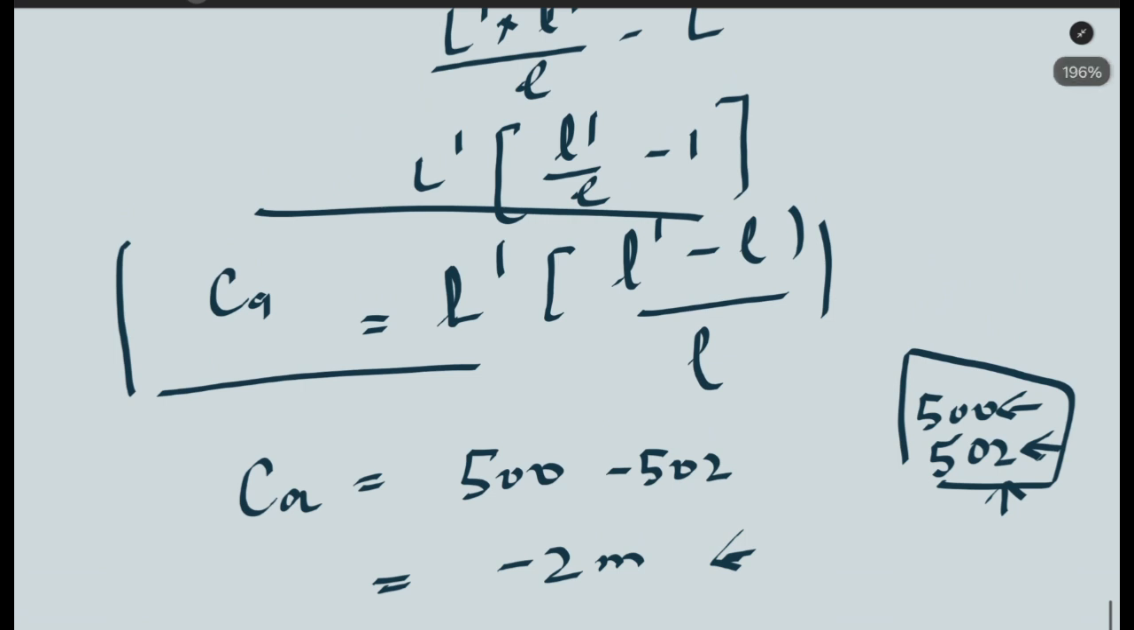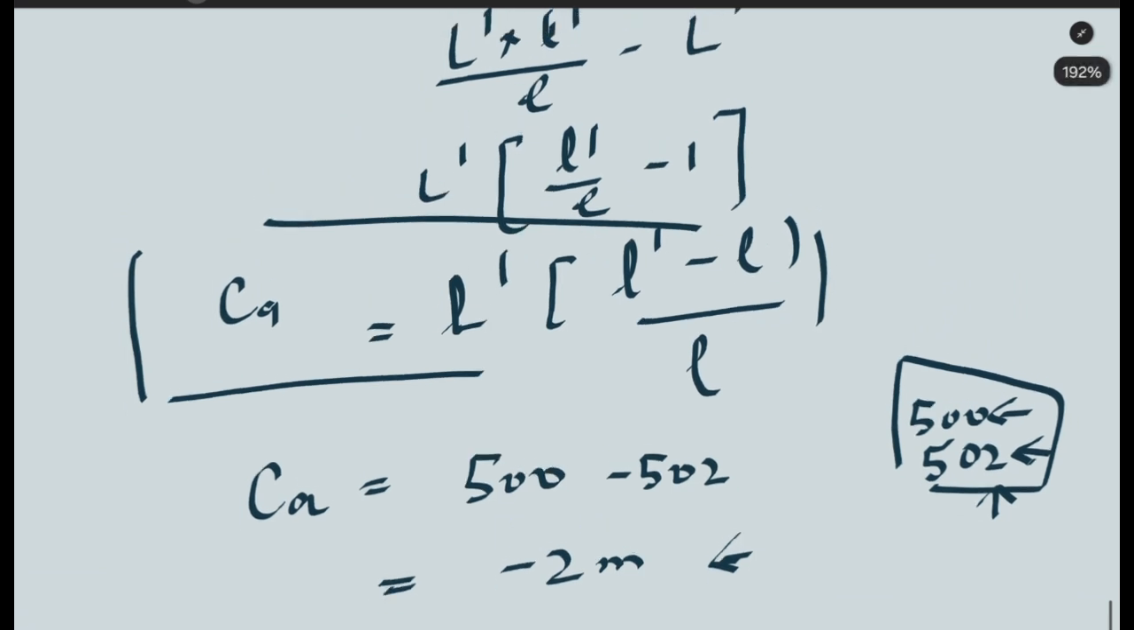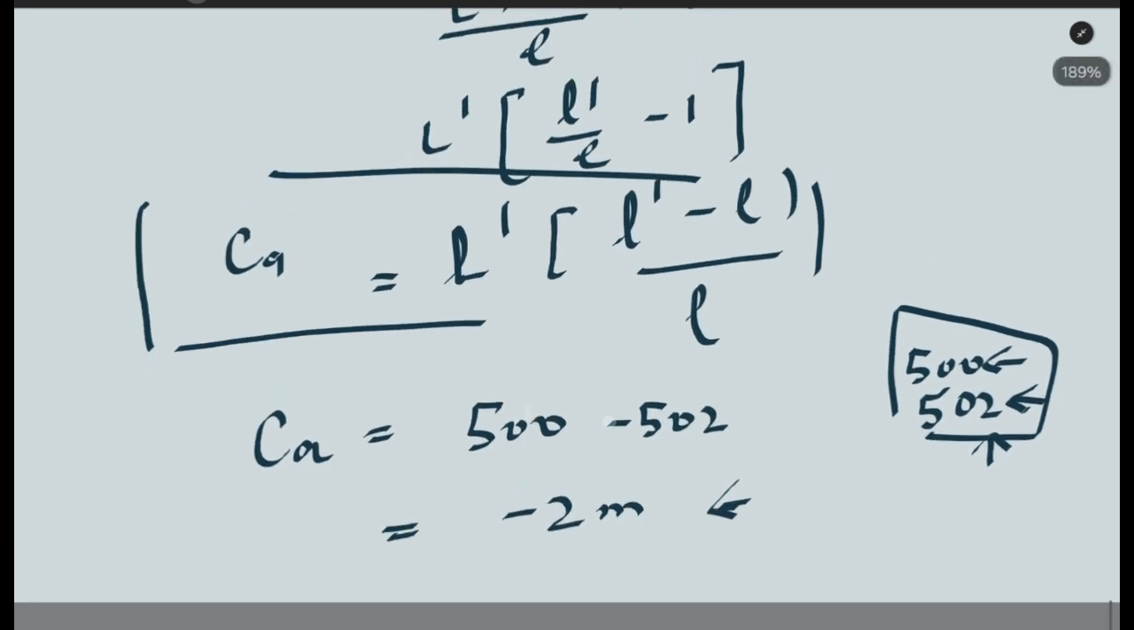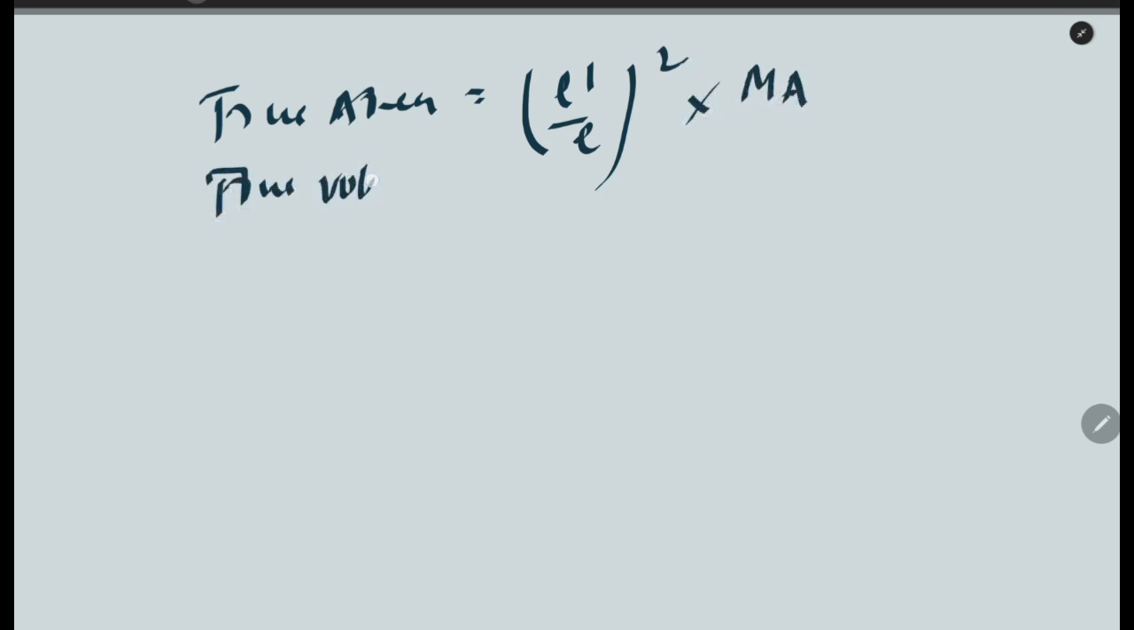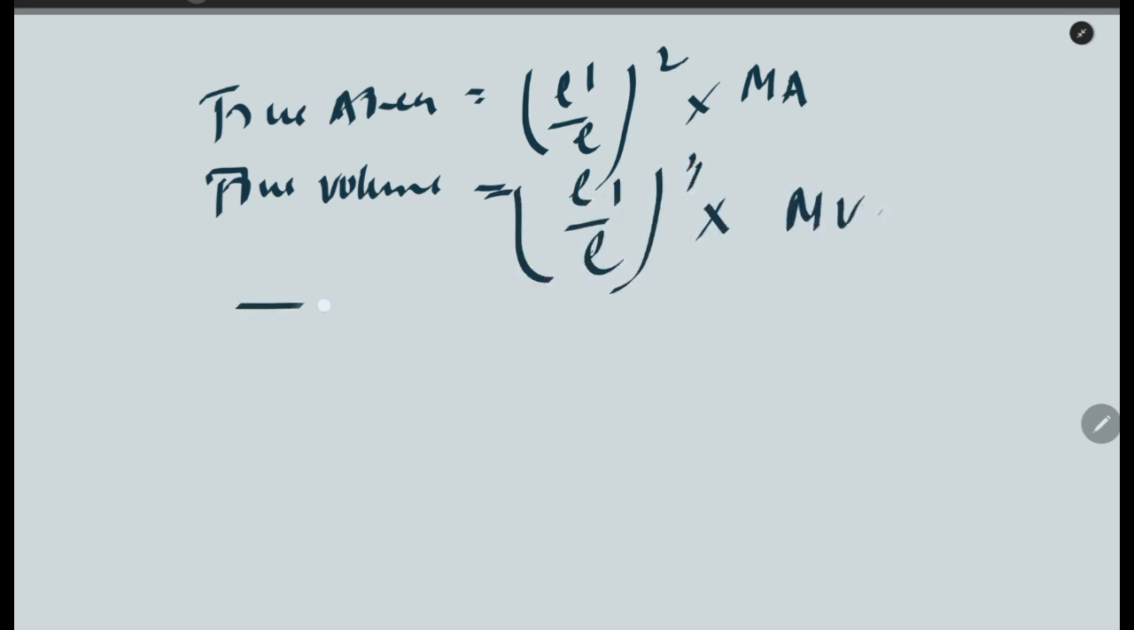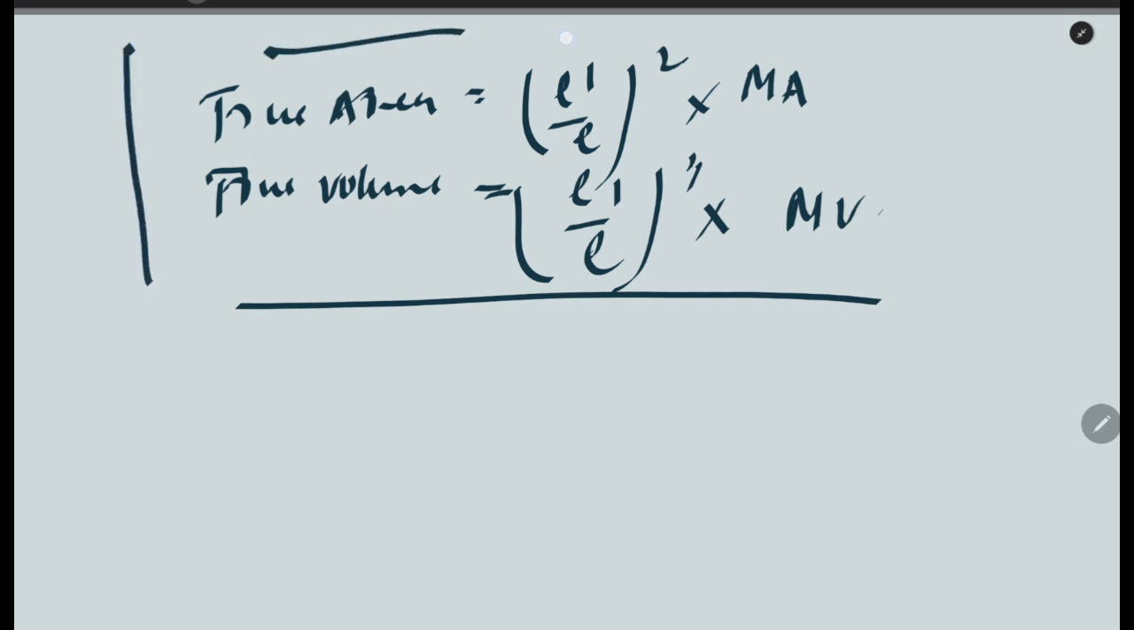This L dash, sometimes they can call it true length, nominal length or anything. You have to be very firm on the concepts, not on the terminology used. Similarly, if you have to calculate the true area from the same concept, the true area will be equal to L dash by L upon L square into the measured area, and the true volume or corrected volume will be equal to L dash by L cube into measured volume. These are the formulas which you will be required to solve the numerical problems.